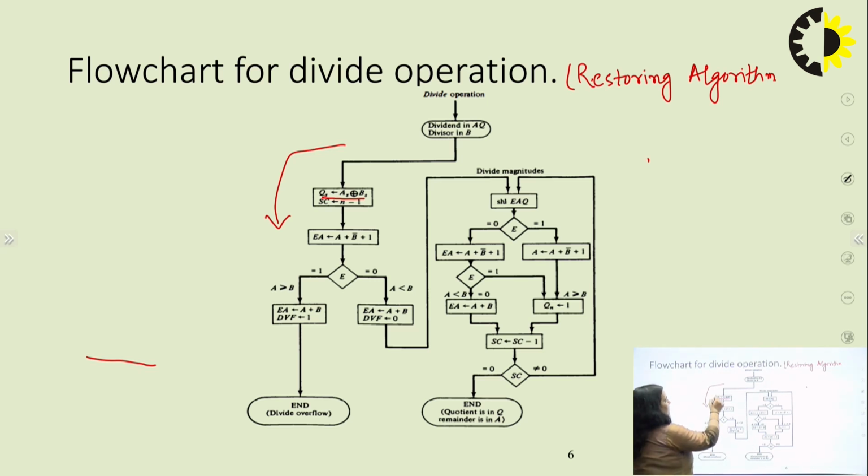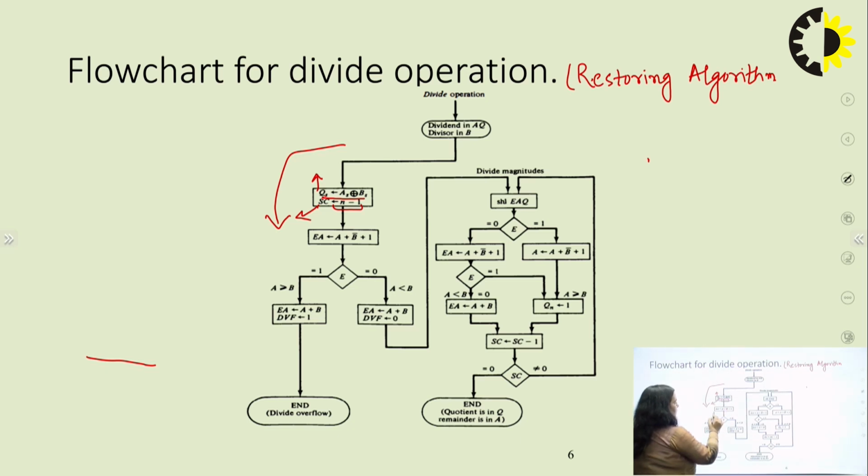It is also used to store the sign bit of the quotient, and the sequential counter is initialized using the n-1 bits of the Q register. Now n-1 is here because one bit is for the sign bit and the remaining are n-1. So we will store this value n-1 in the sequential counter.